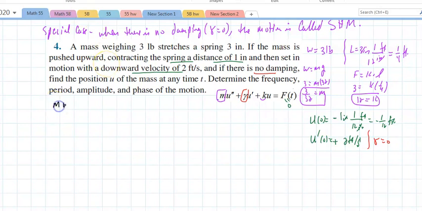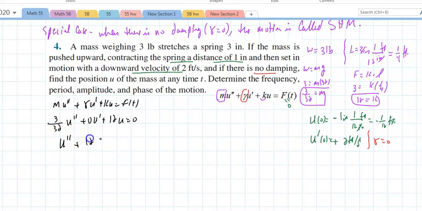Well, let's see. m u double prime plus gamma u prime plus Ku equals F of t is the equation. We already figured out this is 3 over 32 u double prime plus 0 u prime plus, what did we say K was? 12 u equals 0. If I multiply by 32 over 3, I will get u double prime plus 128 u equal to 0. And this is pretty much how I'm going to solve the whole problem.